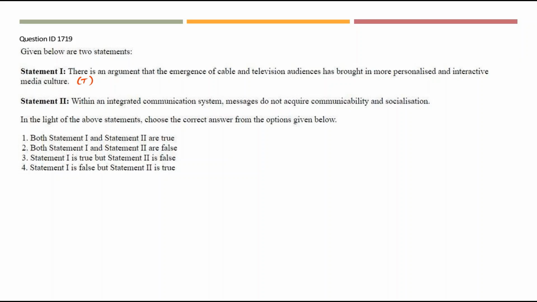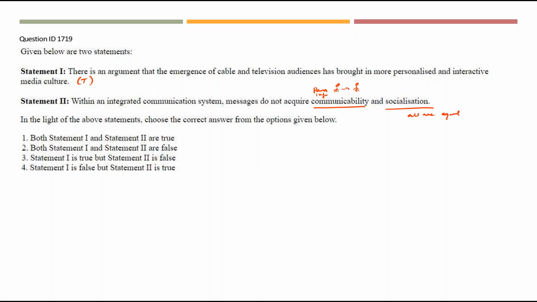Second statement, within an integrated communication system, messages do not acquire communicability and socialization. What is communicability? This is the ability to pass information from one person to another person. And what is socialization? It states that all are equal. It means communication has to reach everybody.